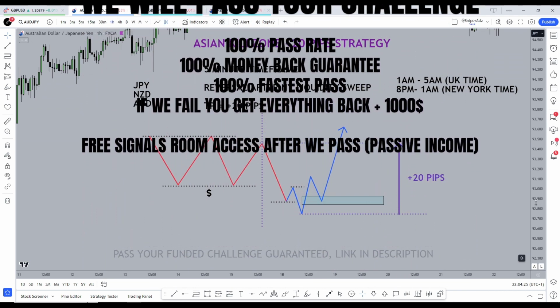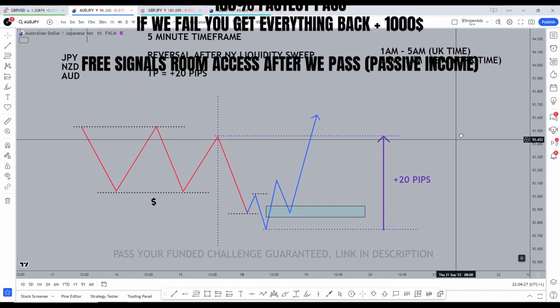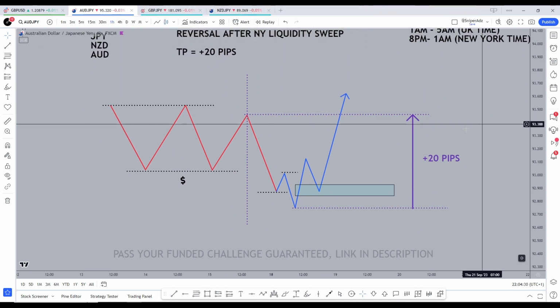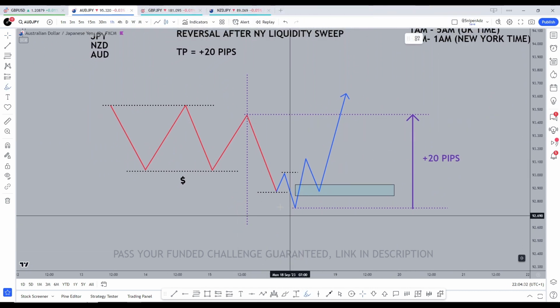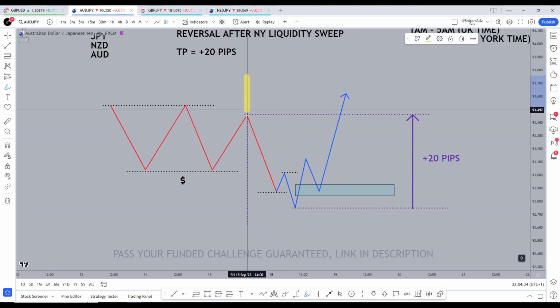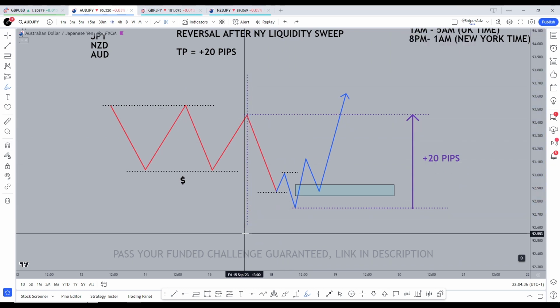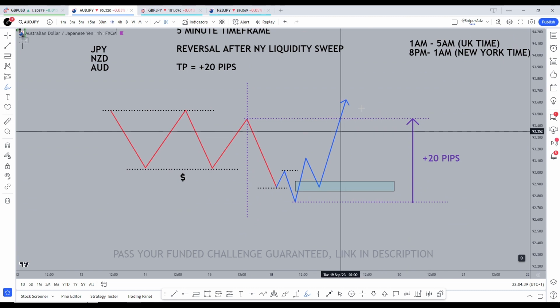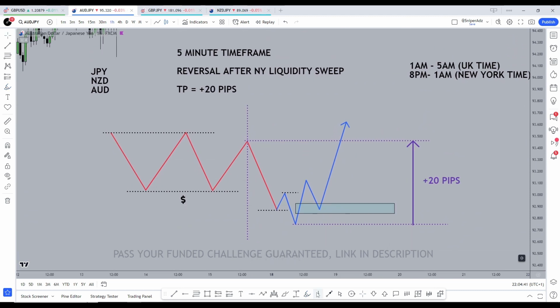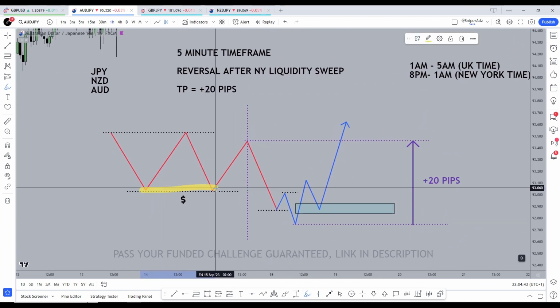So let me just walk you through this model step by step. Remember, it's a very simple model. Don't want to overconfuse you guys. Don't want to overcomplicate it. It's very, very simple. So the first thing we're going to do is identify the open of the session, which is going to be this vertical line right here. Okay, let's just imagine this is 1 a.m. for the UK traders right here. Okay, and as normal, we're going to be marking out the liquidity highs and liquidity lows.